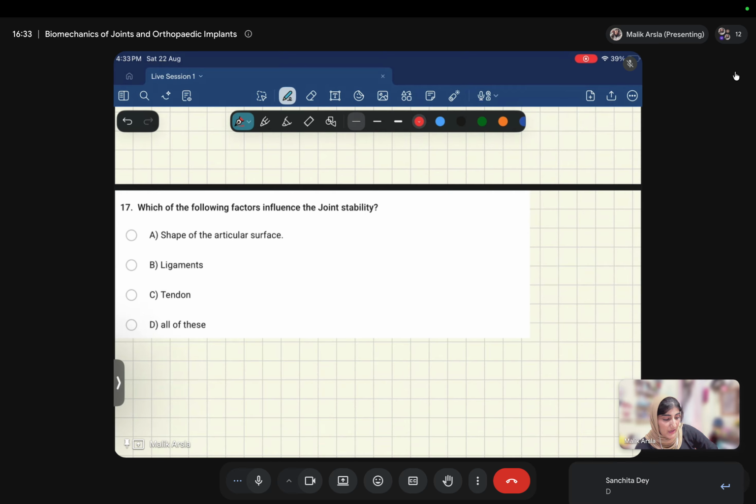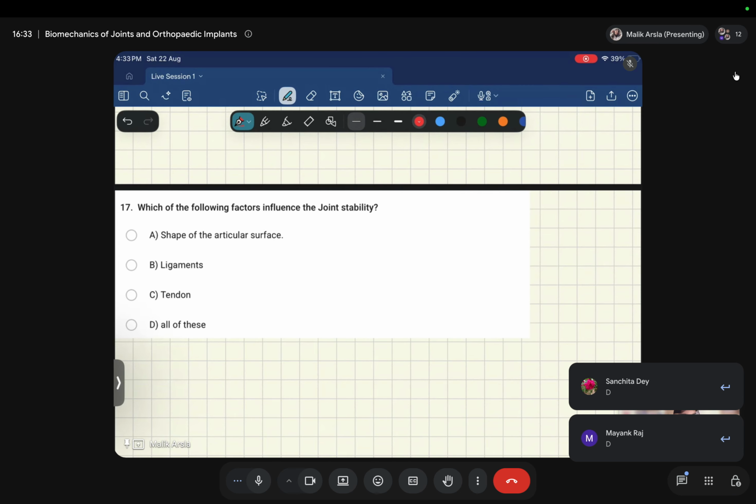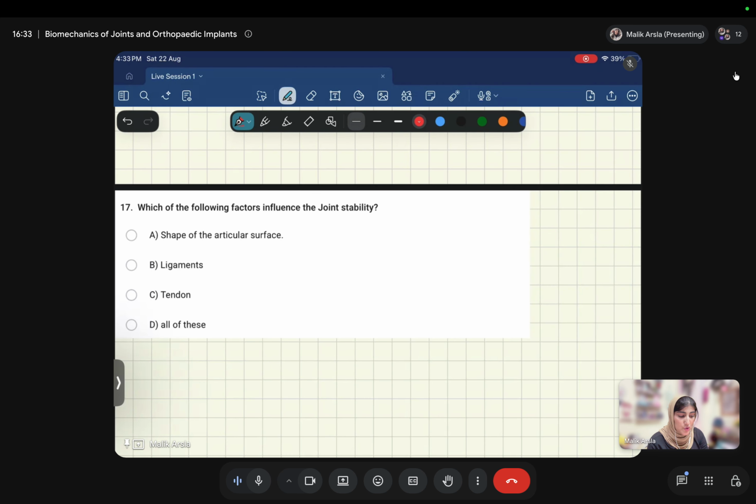So, I think all these options are correct because the ligaments are also connecting the bones to bones at the joint side. The tendons are connecting the muscle to the bone at the joint side, and the shape of different articular surfaces also determines the joint stability, because we have studied that the better the shape articulation between the surfaces, if they are fitting correctly, the joint stability is more.